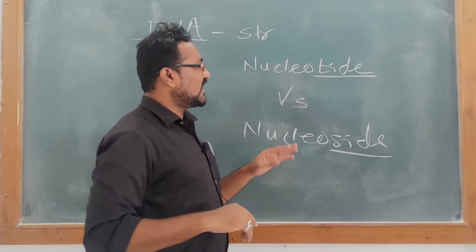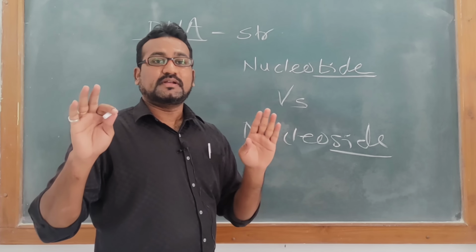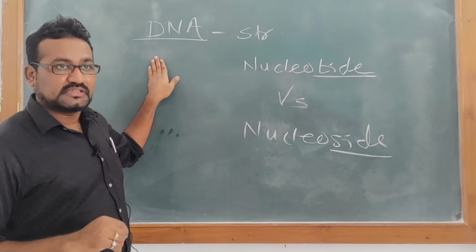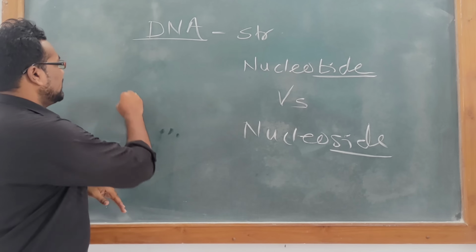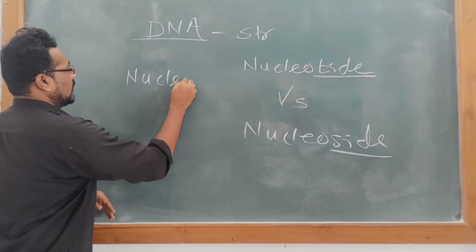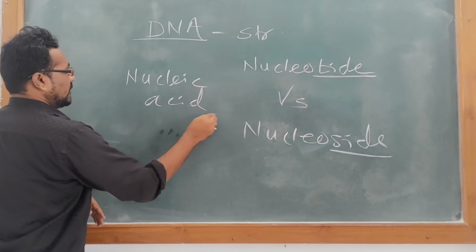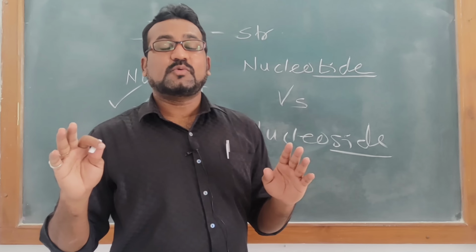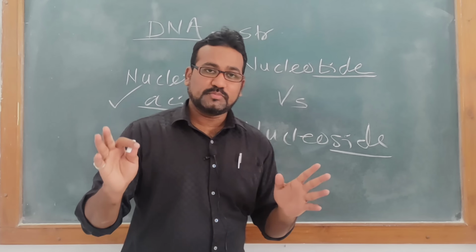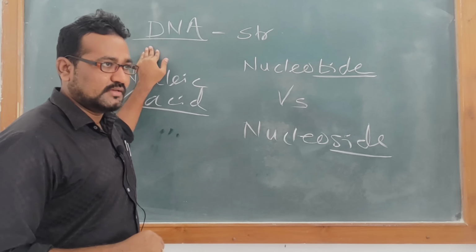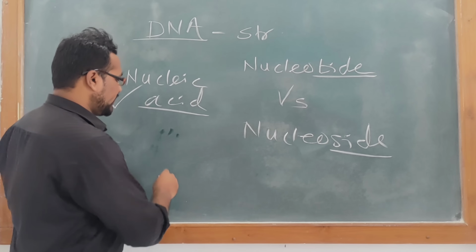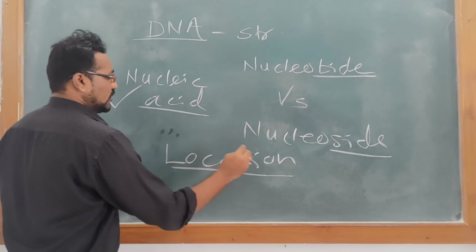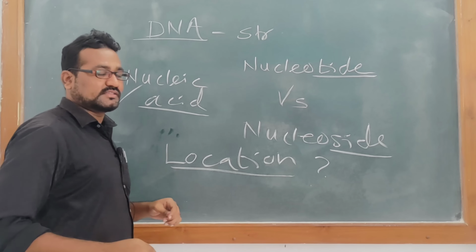Okay, so let's get started, first with the detail of genetic material, that is our DNA. So what is this DNA? First of all, it is very important to understand. DNA is a nucleic acid. In our cell there are various molecules present. Out of them DNA is one molecule. So the question arises: the location of this DNA, where this DNA occurs.